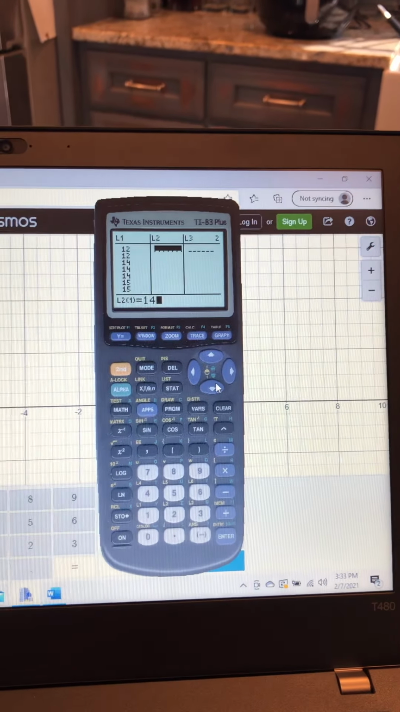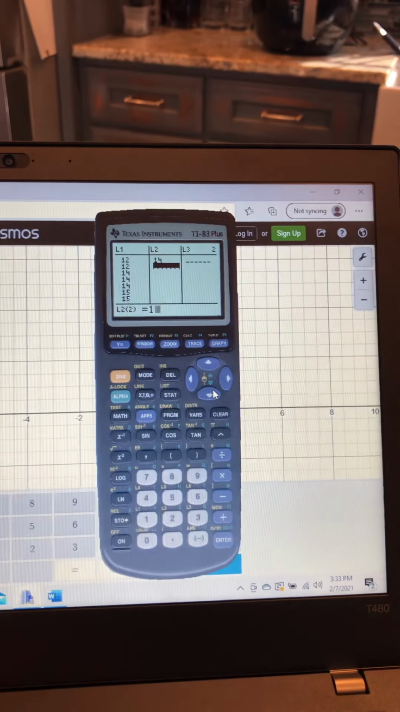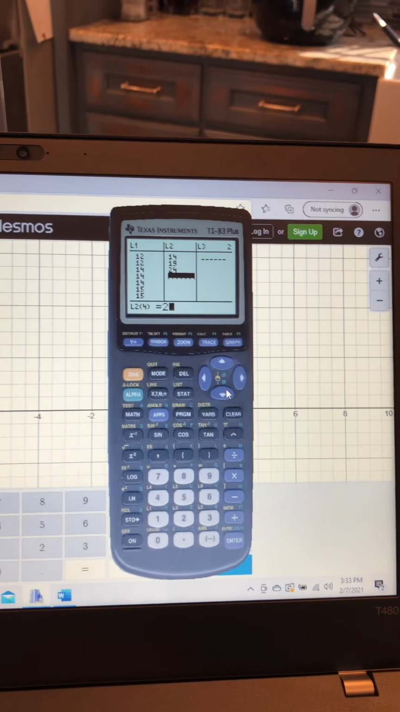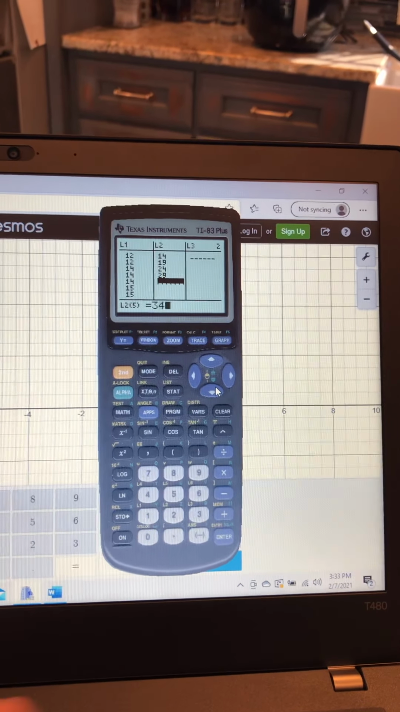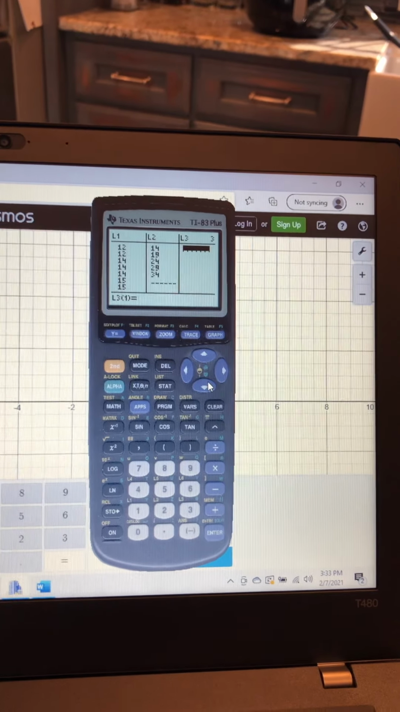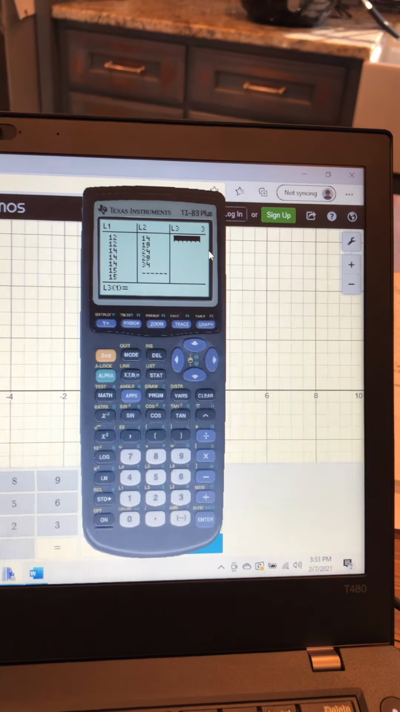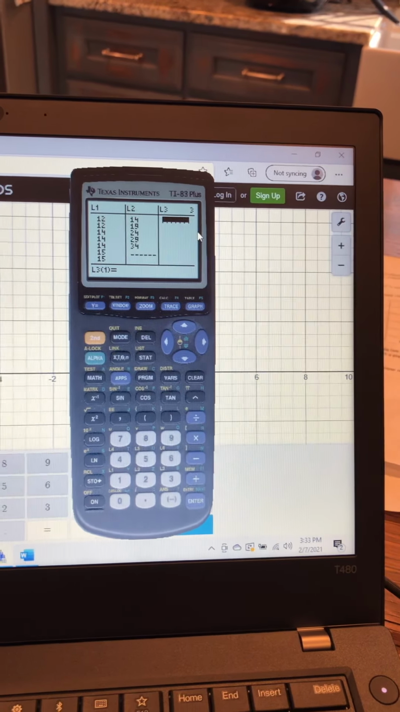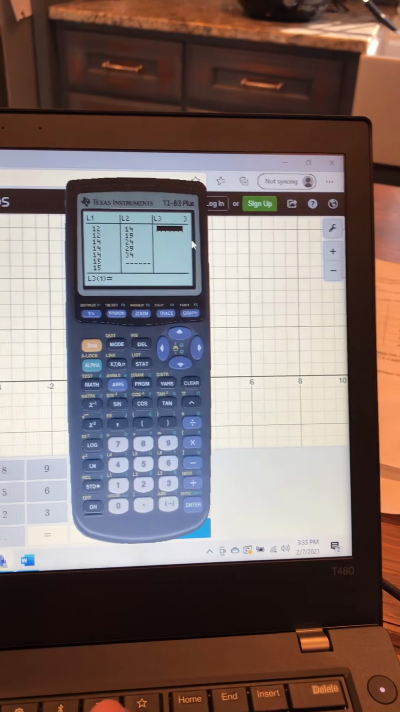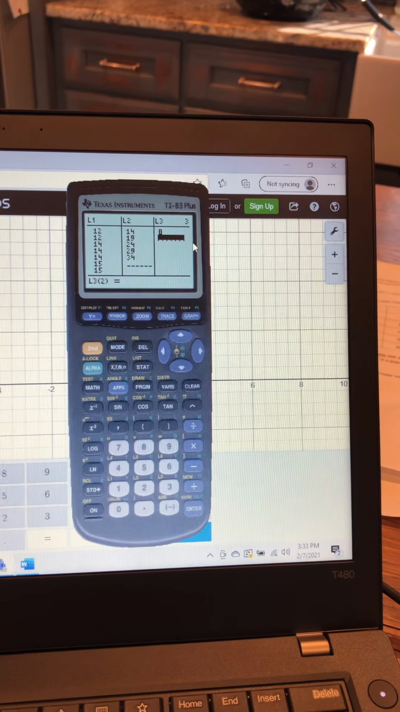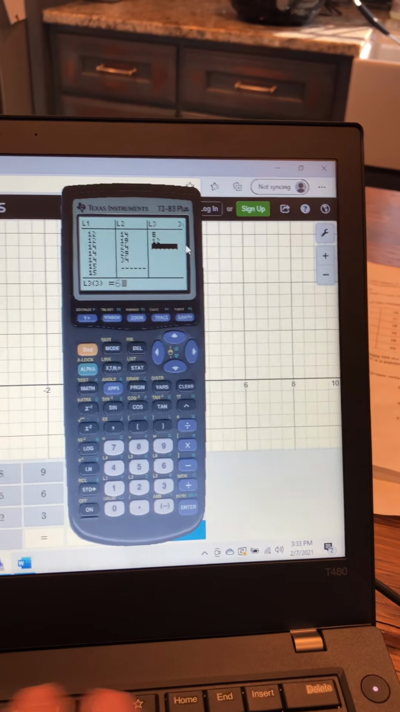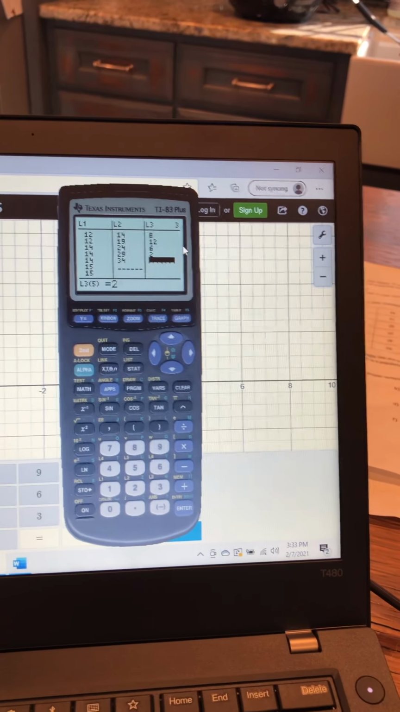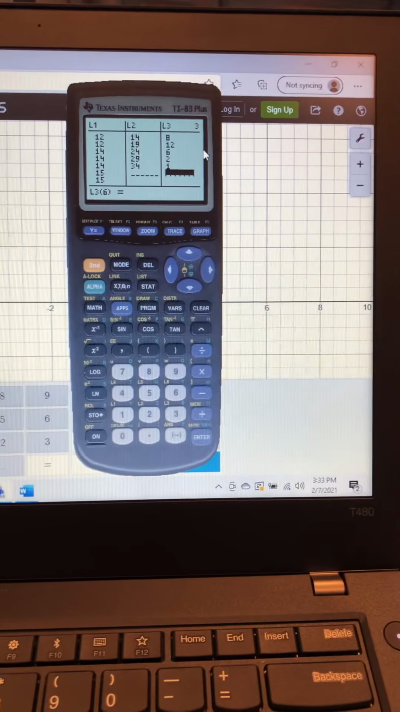So I've got 14, 19, 24, 29, and 34. Then I'm going to type in list 3. You could clear out list 1 and use it if you want to, but I'm just going to use 2 and 3 since I've already got 1 with the original values. In list 3, I'm going to put my frequencies: 8, 12, 6, 2, and 1. Okay, so there are my 2 lists.